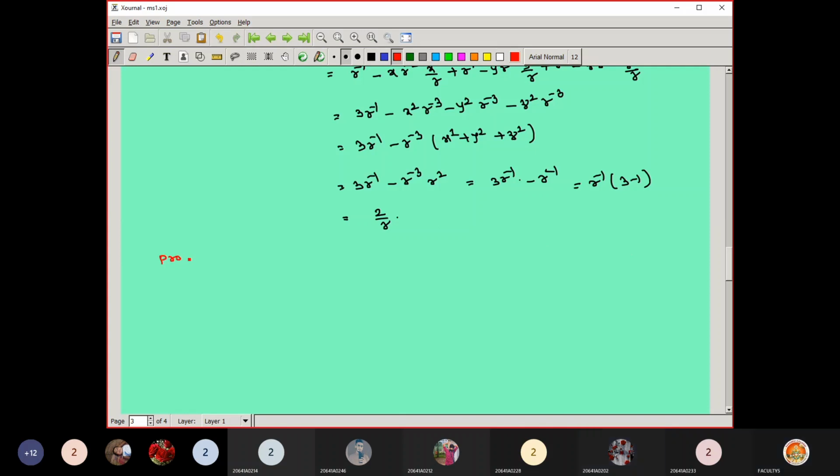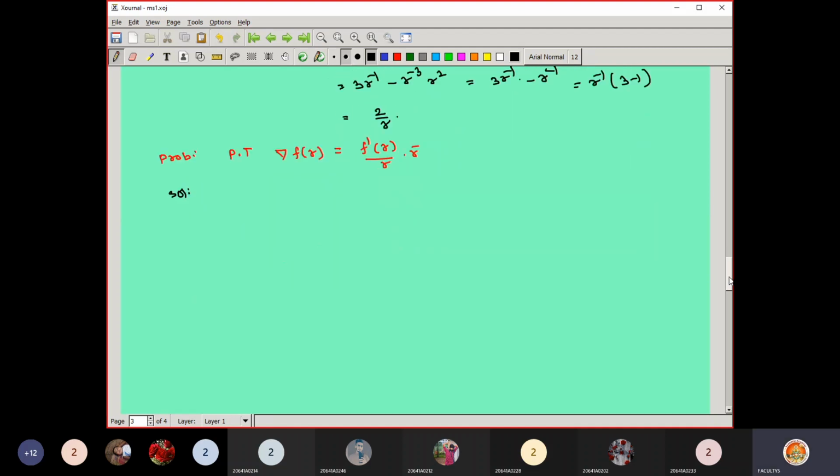So the problem: prove that del of f of r is equal to f dash of r divided by r into r bar. So they are just asking to find out that value. Function f of r is given, but they are not mentioning the particular value, so I'm calculating that value.